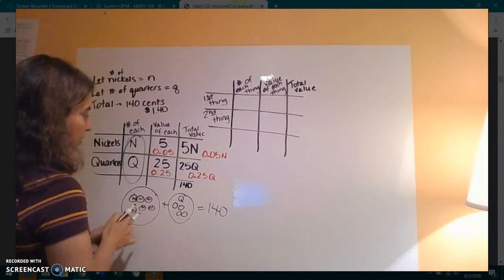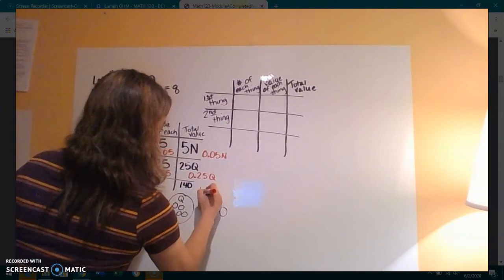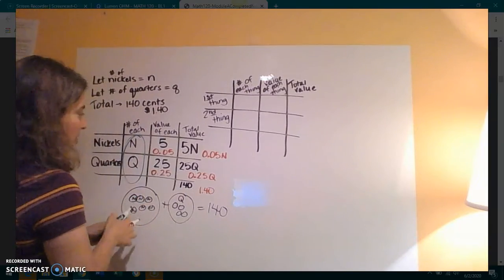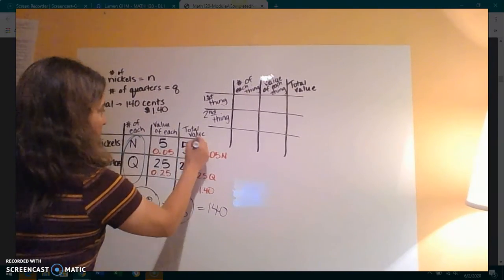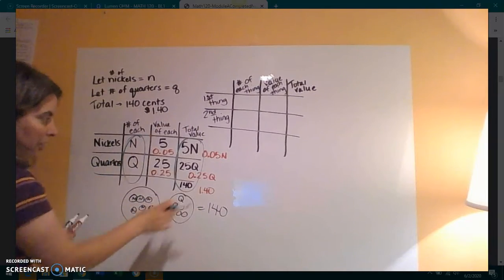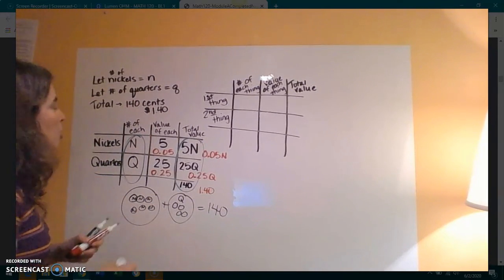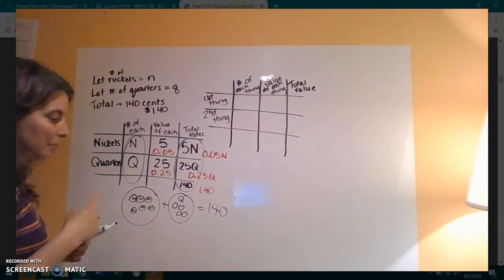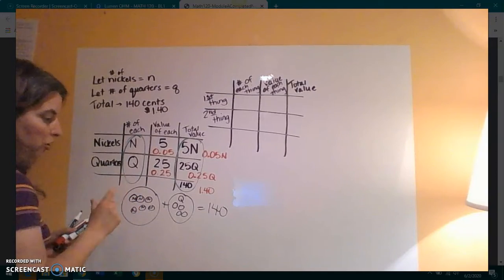Or if you're writing it the other way, it would equal $1.40. So that's going to give us our other equation. And that's often what happens, is that this row or this column and this column give you two equations. So our one equation has to be how the nickels and the quarters are related.